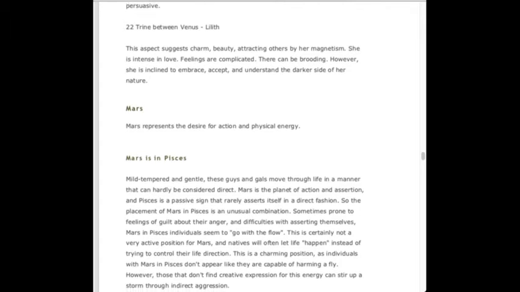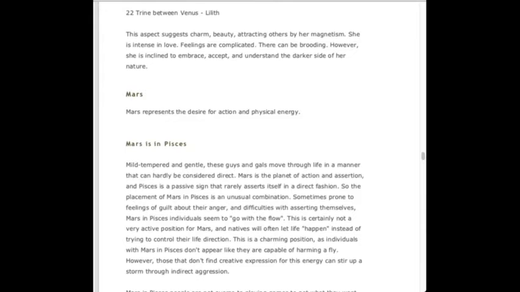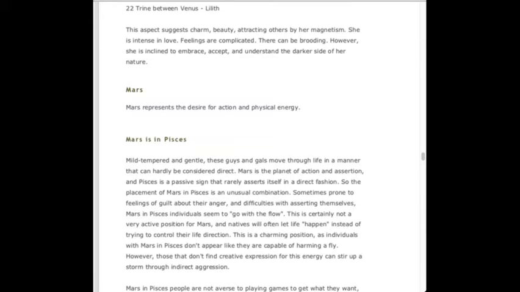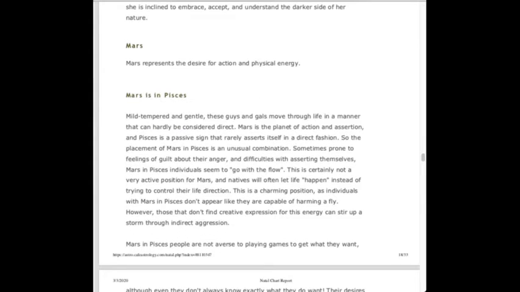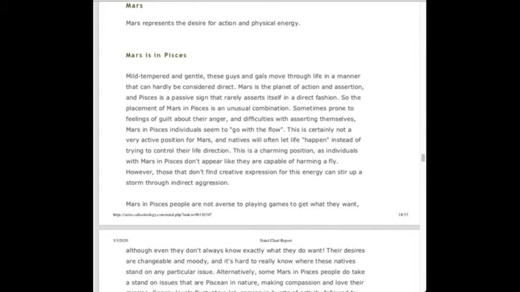However, those who don't find creative expression for this energy can stir up a storm through indirect aggression. Mars in Pisces people are not averse to playing games to get what they want, although even they don't always know exactly what they do want.